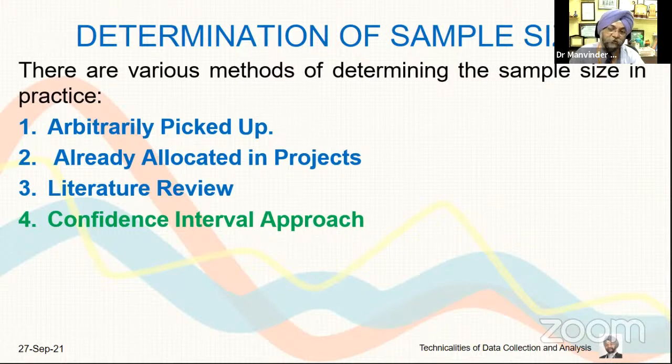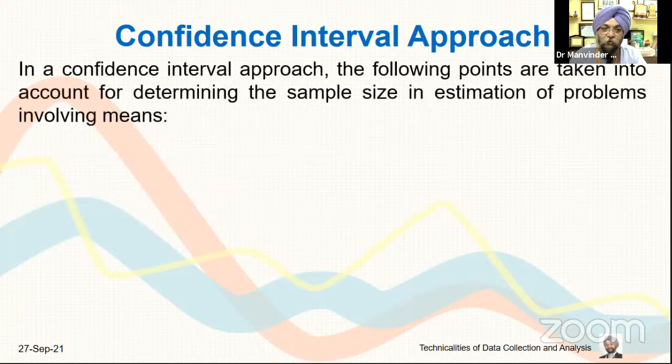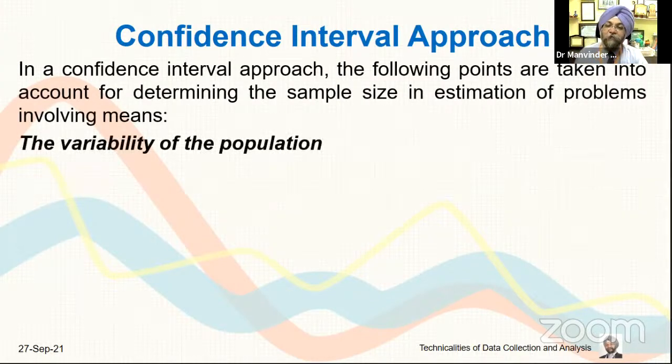Okay, so let us see how it will be done. So the confidence interval approach is there. In this approach, the following points are taken into account for determining the sample size. Number one is variability in the population.